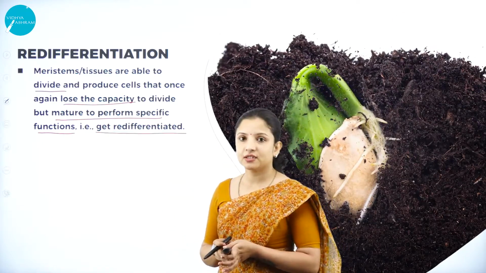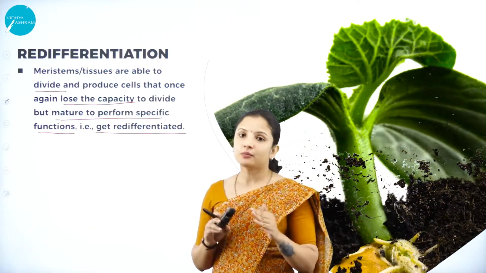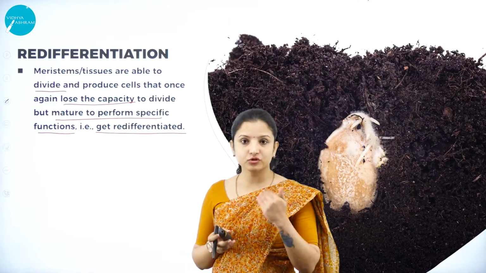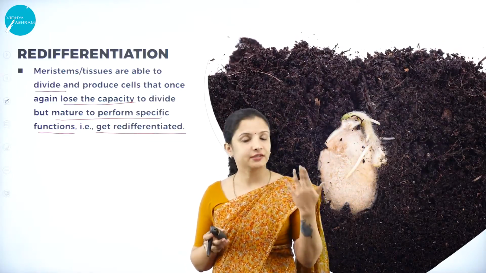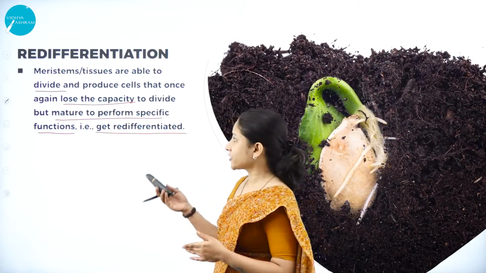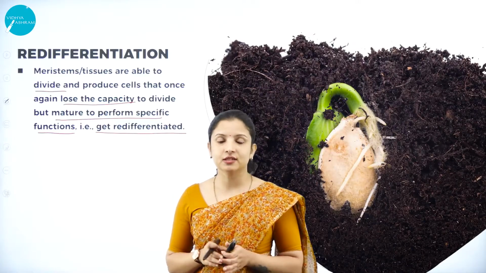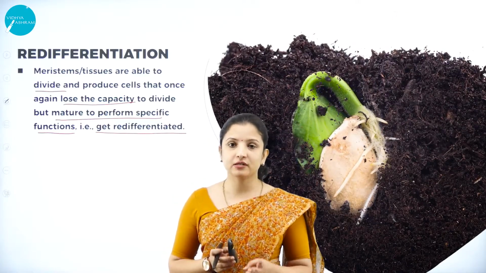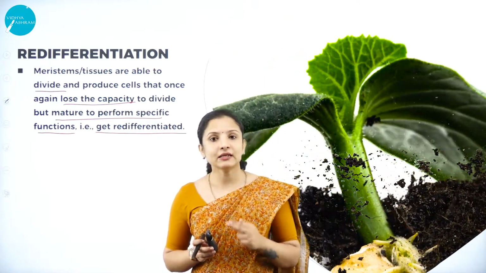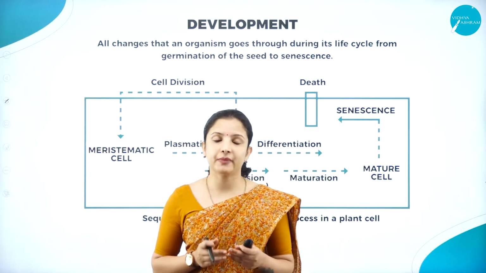So what happens here? The de-differentiated cells will stop their division process and they will start to mature. Those matured cells will lose their capacity to divide and they will start to perform a specific function. Such cells are called redifferentiated cells. So now we know the three important terms: differentiation, de-differentiation and redifferentiation. Next, moving on to studying the development of the plant.